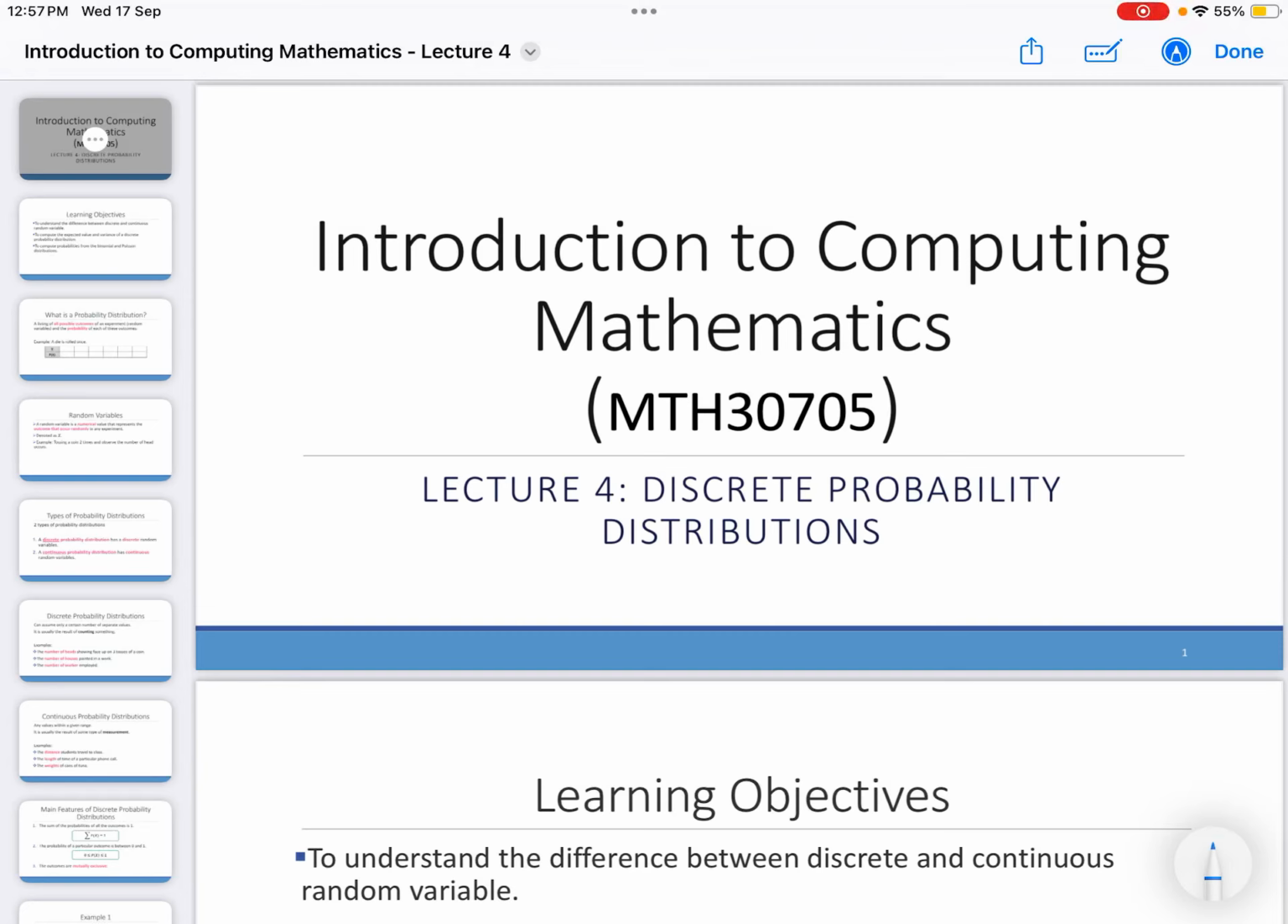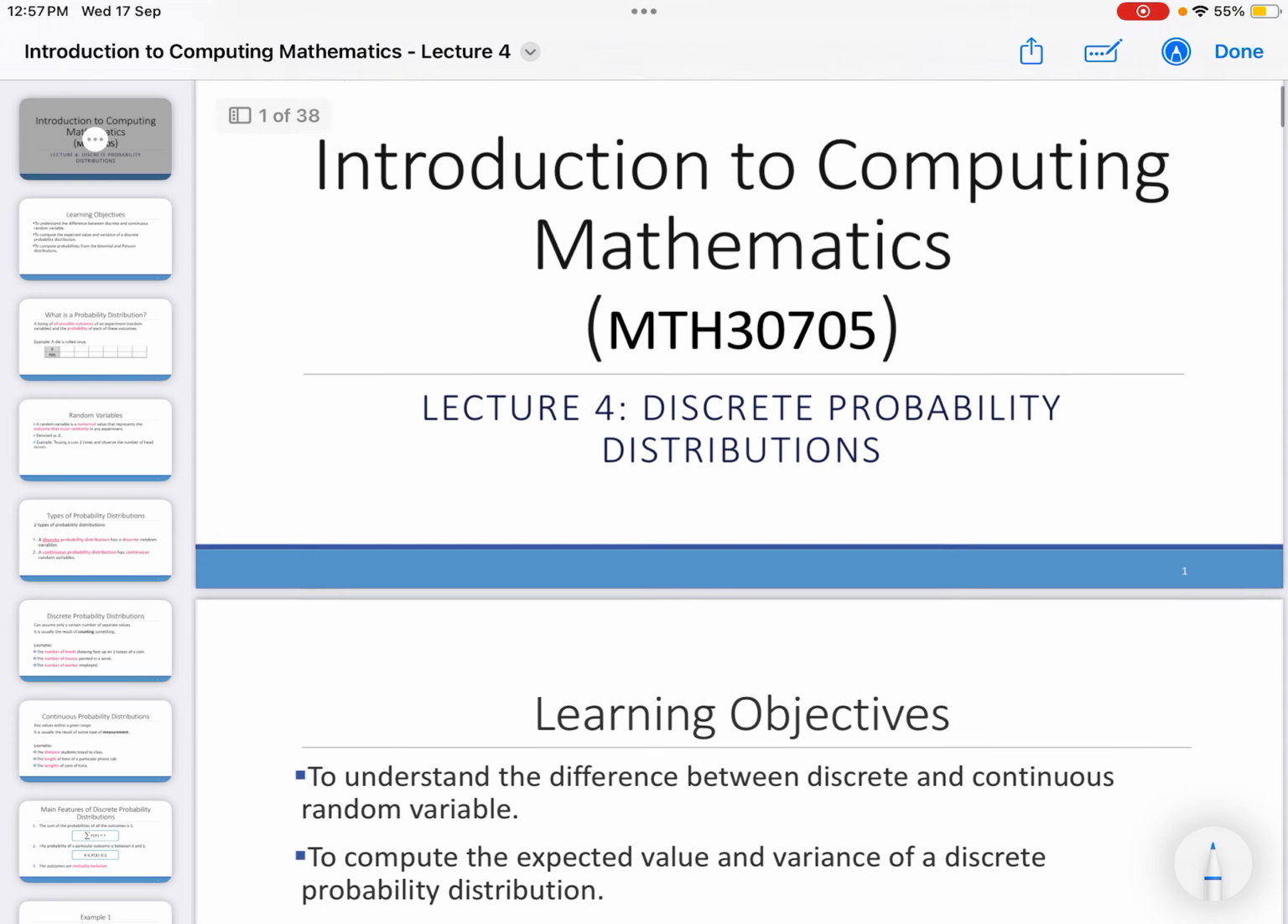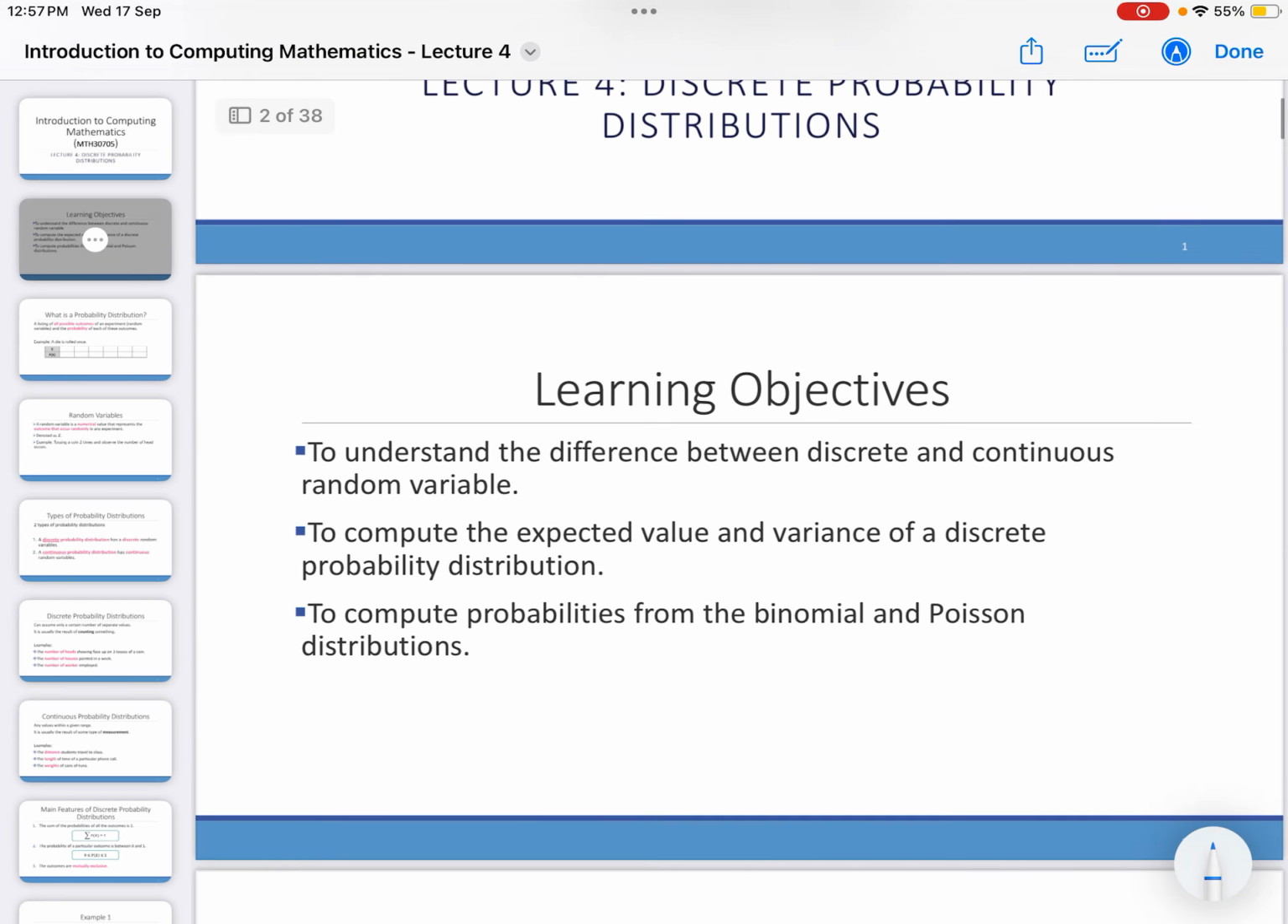Okay, hello everyone. So today we will learn about discrete probability distribution. The learning objective for today is to understand the difference between discrete and continuous random variable, to compute the expected value and variance of a discrete probability distribution, and then to compute probabilities from the binomial and Poisson distribution.